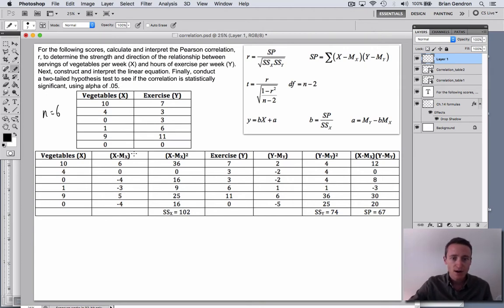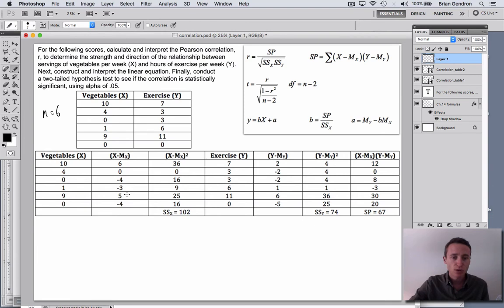So this column right here is the deviation scores for X. So what I did was I calculated the mean of X. 24 is the sum of the scores here. And so 24 divided by 6 gives me a mean of 4. And then I subtracted 4 from every X value. So for example, 10 minus 4 is 6. 4 minus 4 is 0. These are the deviation scores. And those are going to be important in a moment.